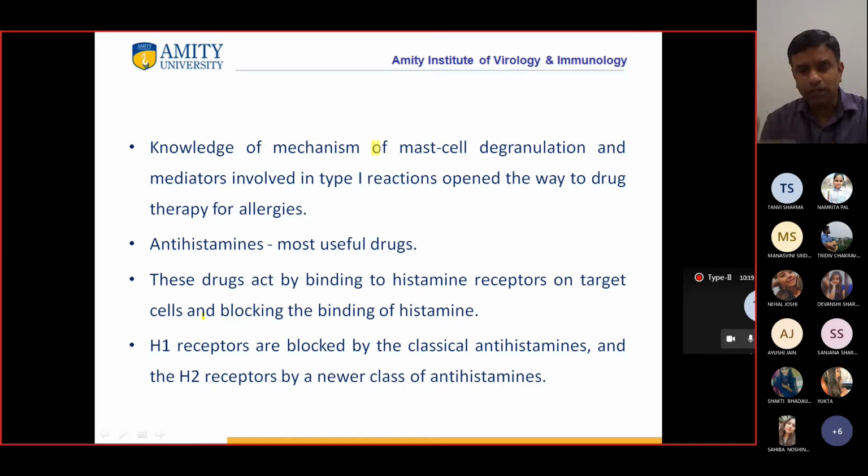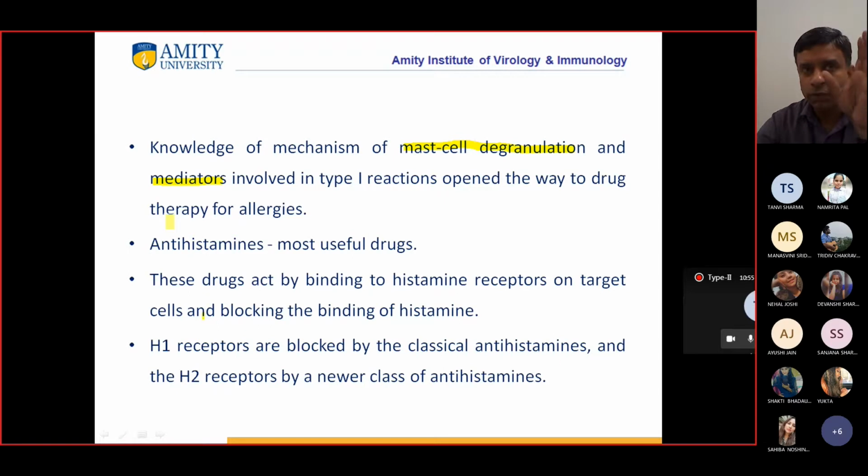So if you know the signaling pathway, only then you can target some points, right? So you should have the knowledge of the mechanism of that particular event. In this case, with time, the knowledge of the mechanism of mast cell degranulation helped us understand it. We knew what the different mediators involved in this kind of reaction are. So that opened the way to drug therapies, right?